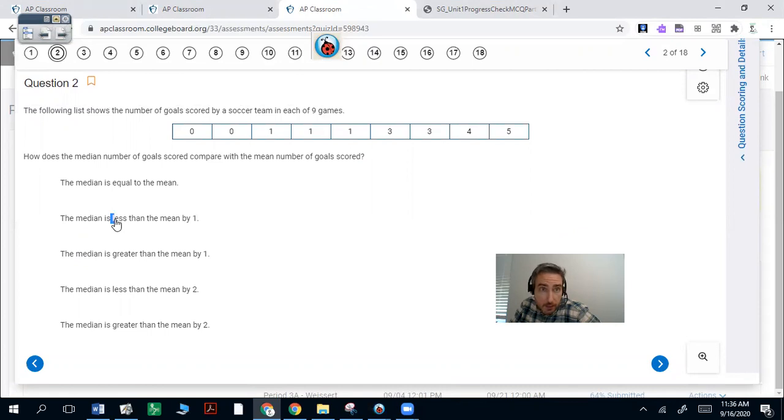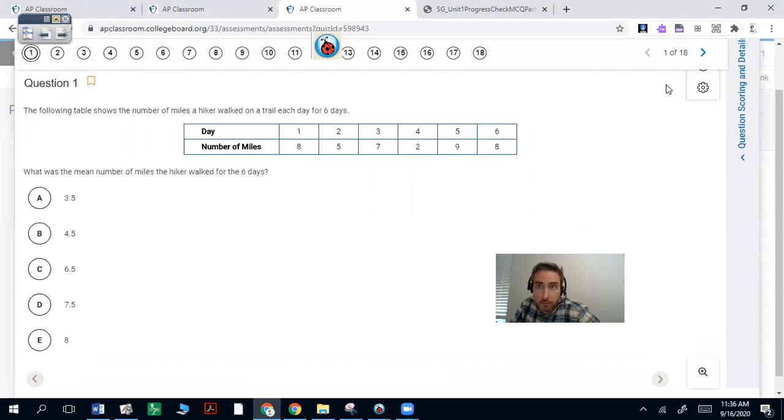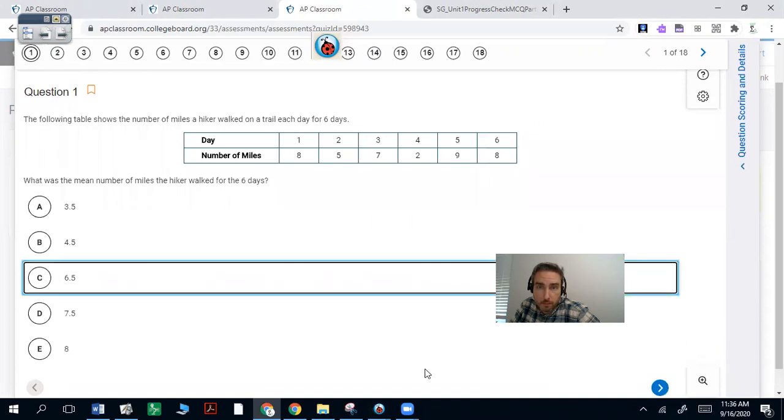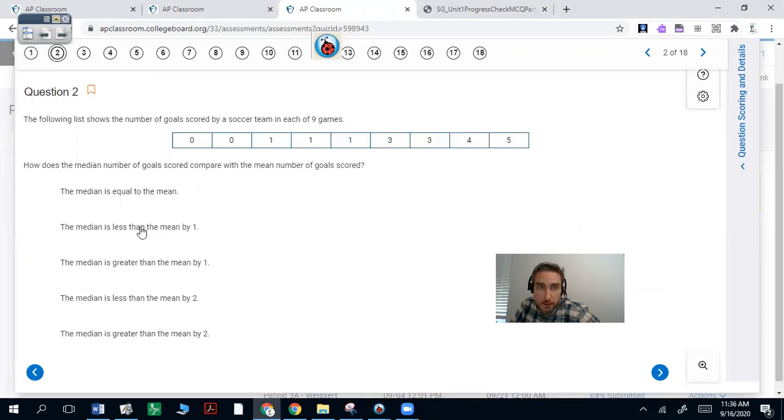And it's not letting me pick that for some reason, but all right, so we got 6.5 there. Then the median is less than the mean by 1. The median is, okay, well, it is this one.